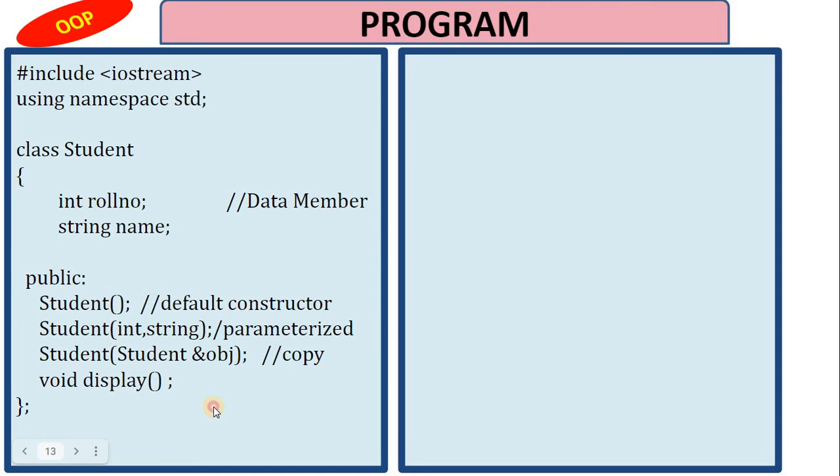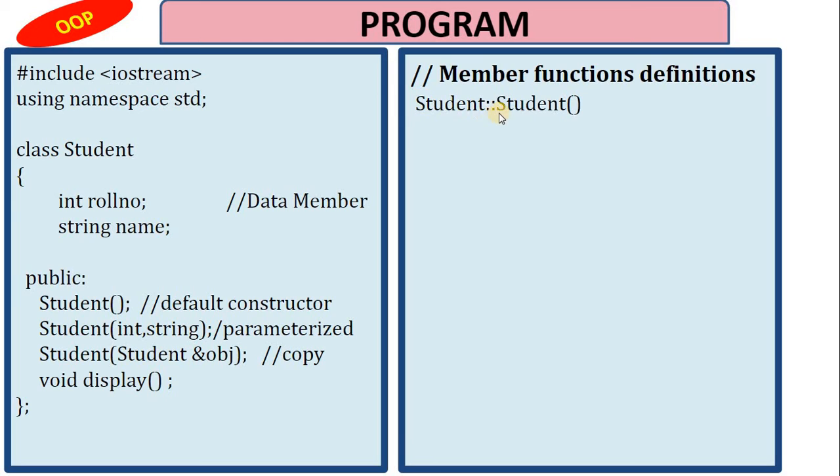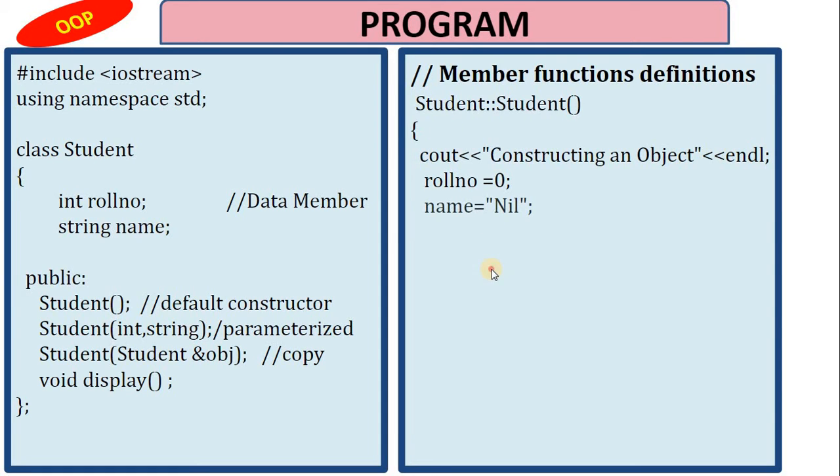Now, to define the four functions outside the class. A default constructor is a function, but a constructor does not have a return type. It will directly start with the class name. So, student is your class name, scope resolution operator, then your function name, which is student. Its purpose is to assign values to the roll number and name. So, we are assigning roll number is equal to 0 and name is equal to nil.